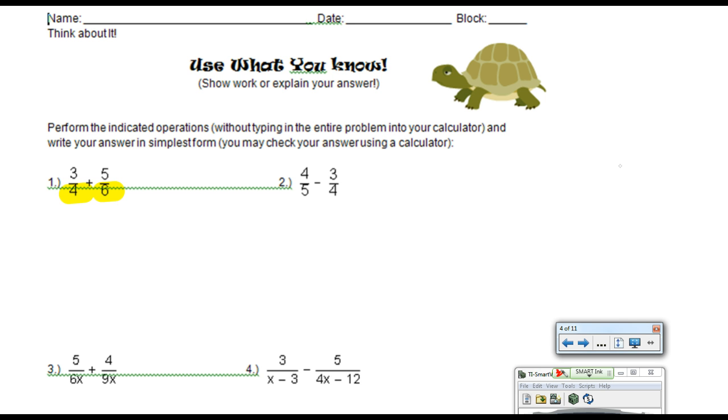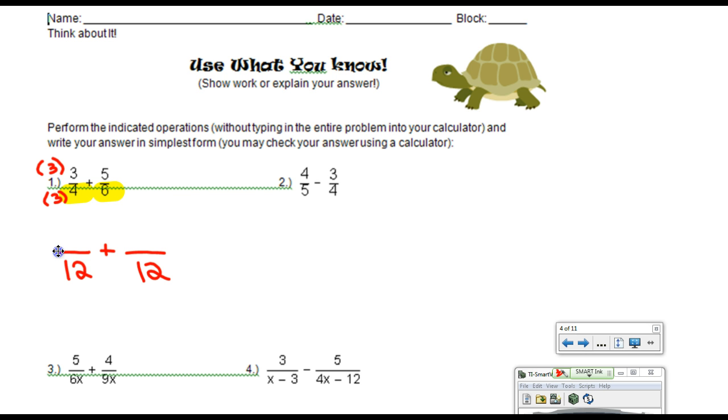And the answer is 12. Both a 4 and a 6 go into a 12. So I can change both fractions to 12 denominators. And you change denominators by multiplication. That's really important in today's lesson. So 4 times 3 is 12. And then whatever you multiply to the denominator, you have to multiply to the numerator to keep the fraction equivalent.